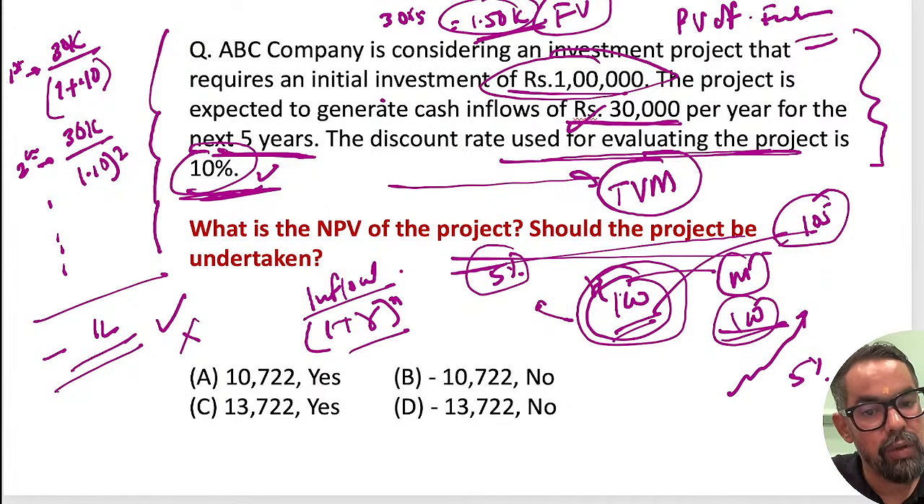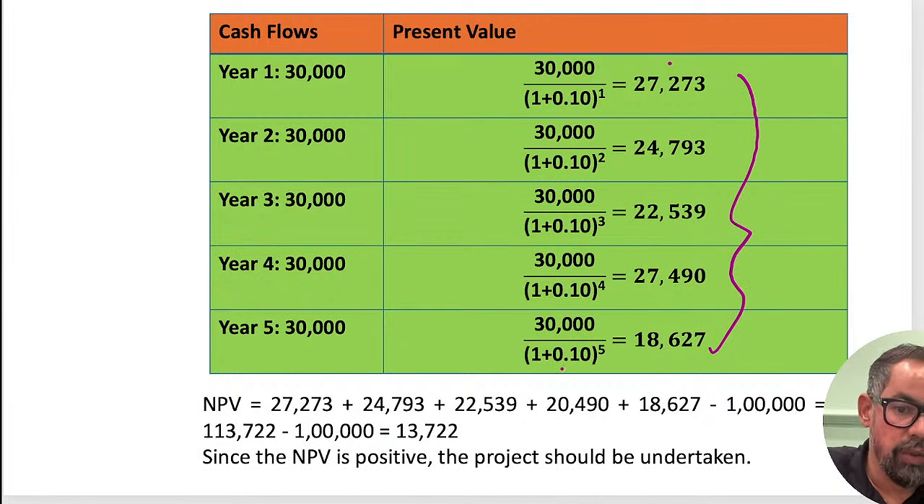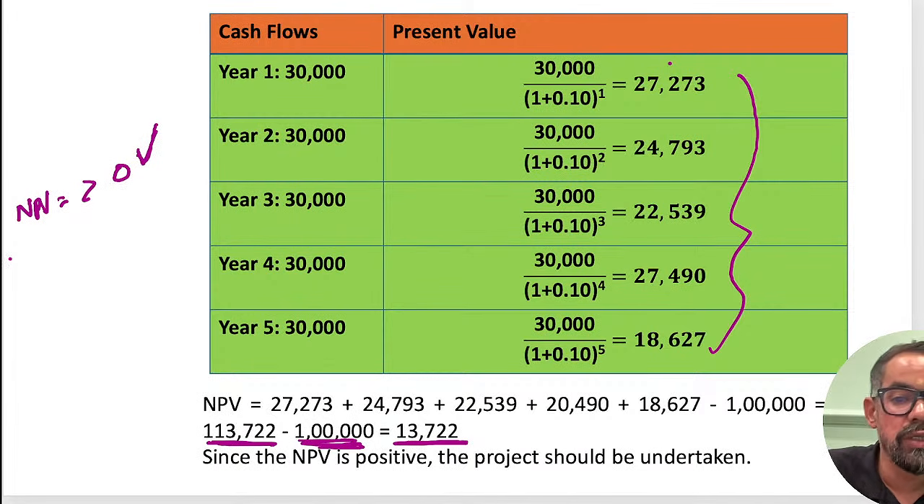If you add all those inflows, how will it look? We have calculated all of these, discounted at 10%, and we got this number. If I add all of these, the total is 1,13,722, minus the initial investment. How much have we invested in this project? 1 lakh rupees. So the NPV is positive, greater than 0, which means you should accept this project. The rule says when your NPV is greater than 0, accept.